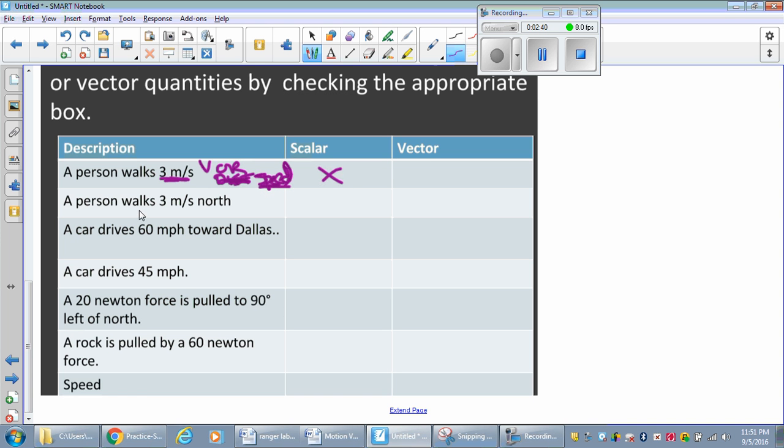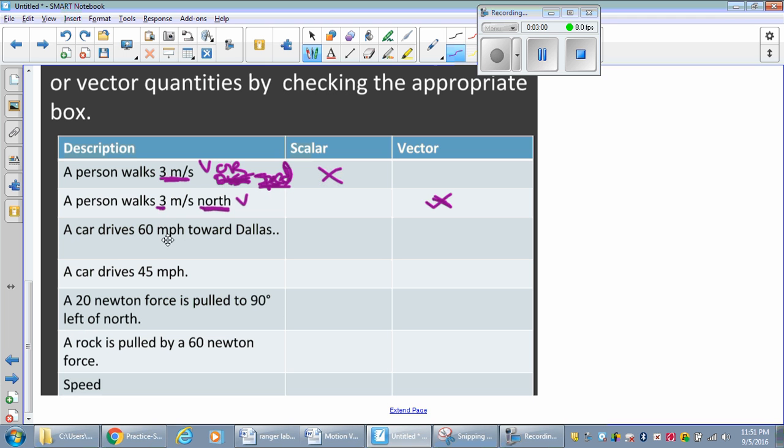Okay? Person walks 3 meters per second north. Okay, this is more specific, right? We have a magnitude here and a direction, so that's going to be a vector quantity here. And this, what was this, by the way? Meters per second measures velocity, right? Velocity.